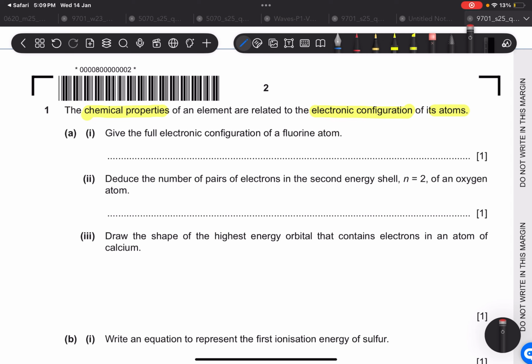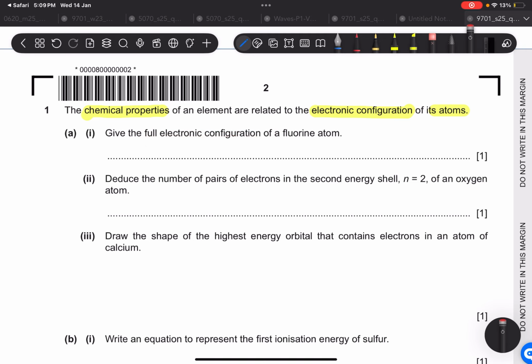Electrons are transferred or shared during chemical reactions. That's why the chemical nature of any element is determined by the number of electrons it has, and the physical properties are determined by the mass number. That means the number of protons and neutrons in the nucleus. Always remember this. Give the full electronic configuration of a fluorine atom.